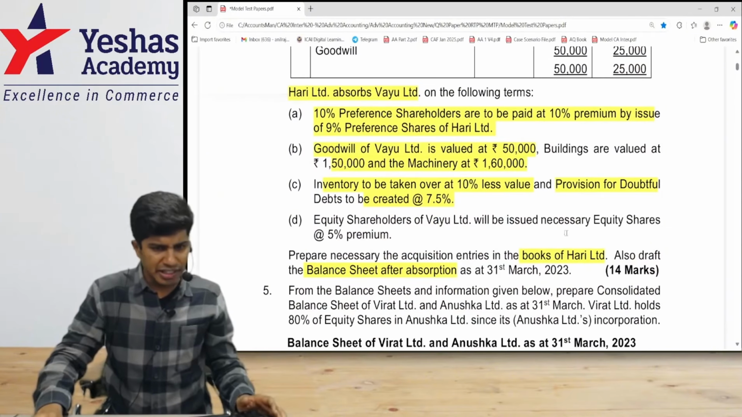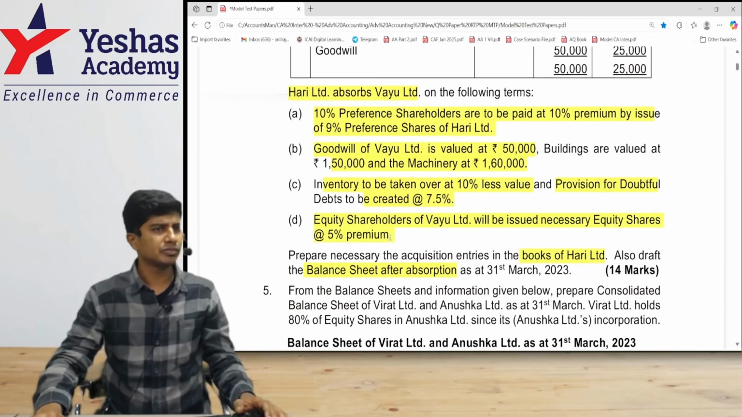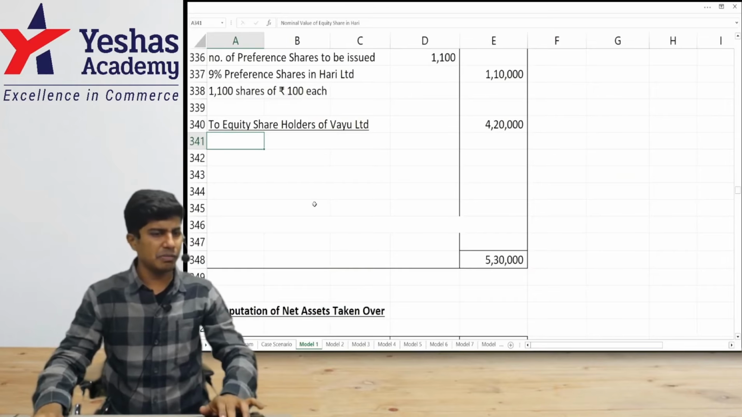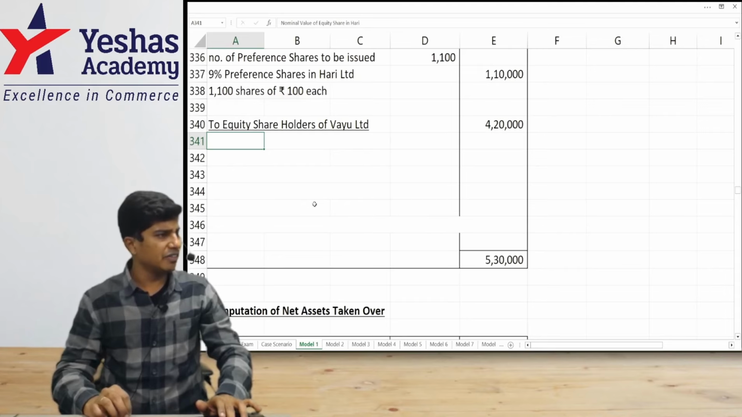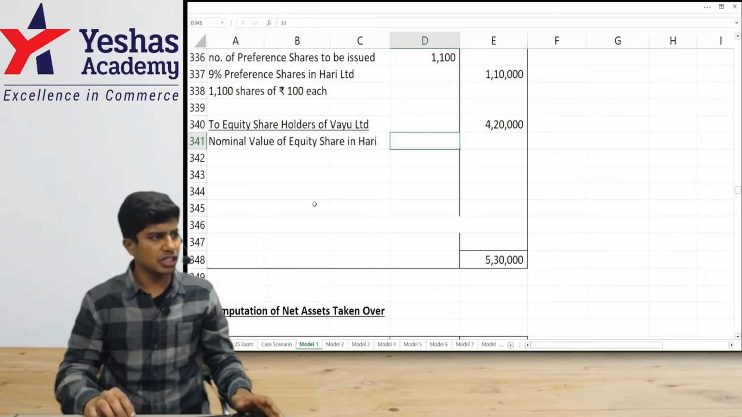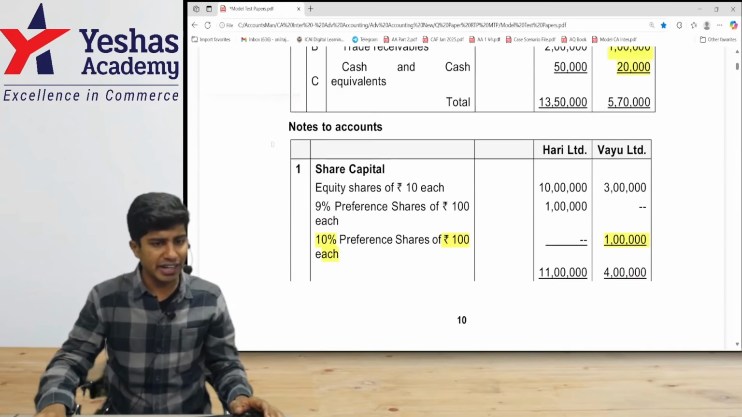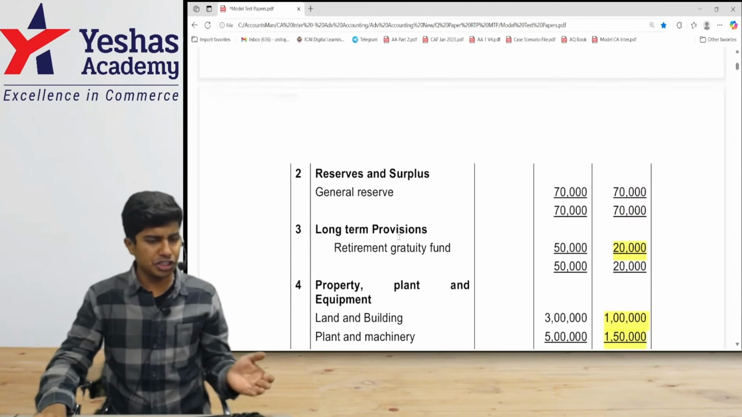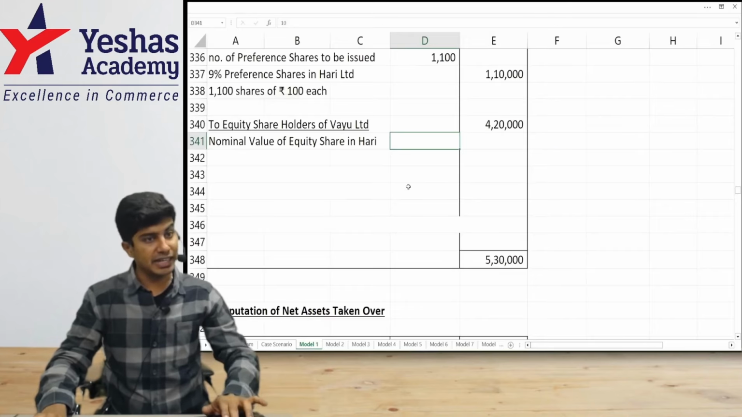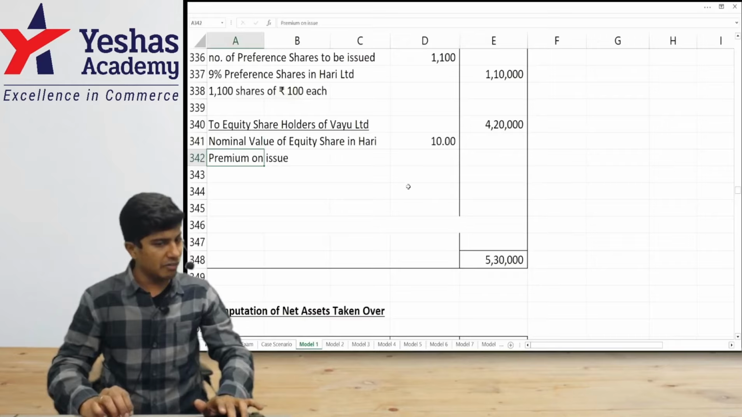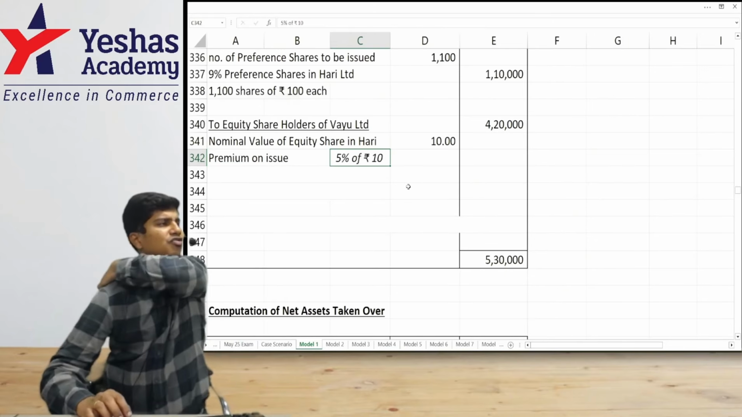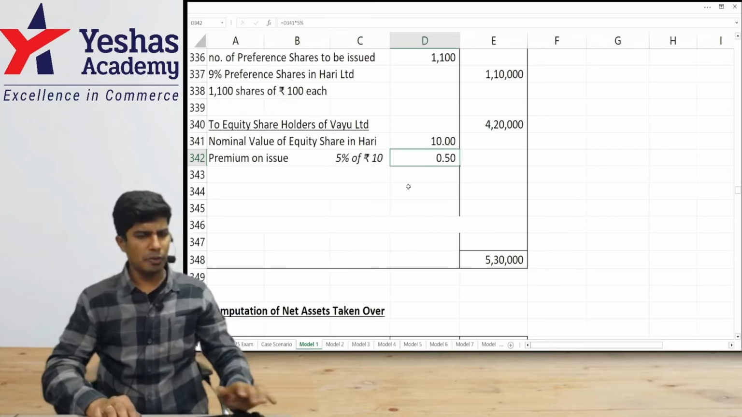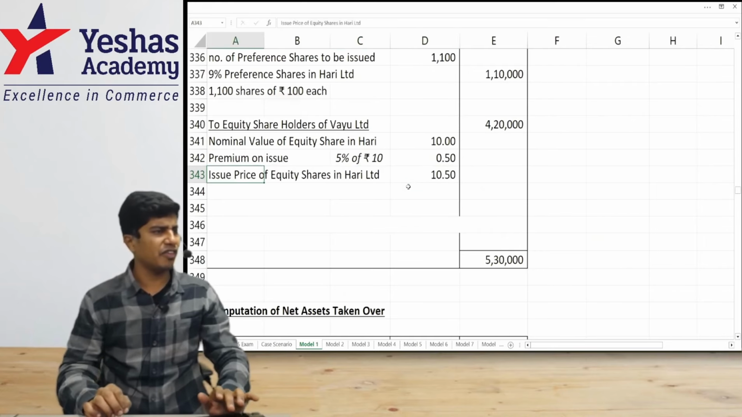There's some information: equity shareholders of Vayu Limited will be issued necessary equity shares at 5% premium. The nominal value of equity shares in Hari, the transferee company, is 10 rupees. The premium on issue is 5%, not 5 rupees. What is 5% of 10? 0.5. Can I say the issue price is 10.5?